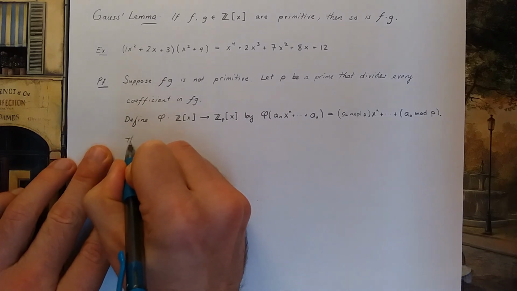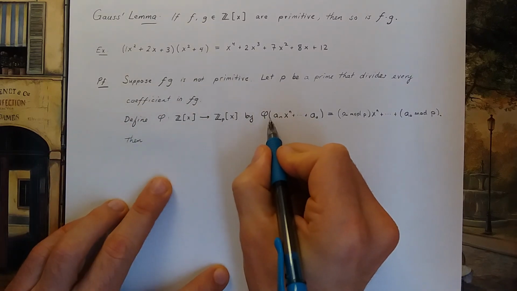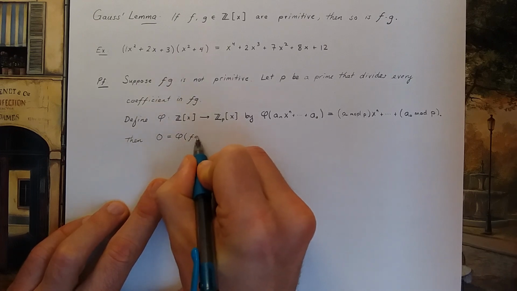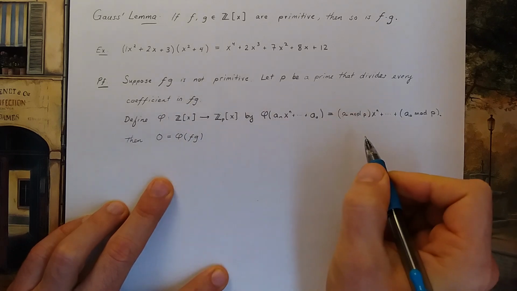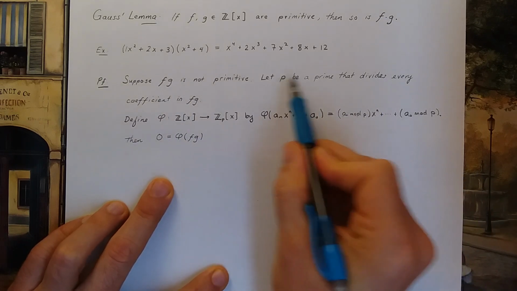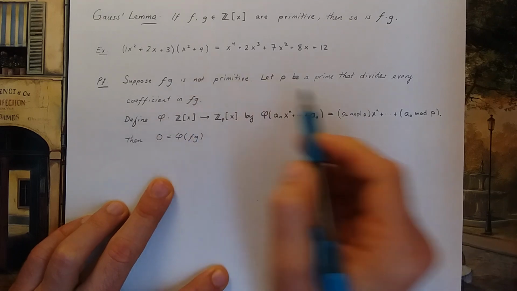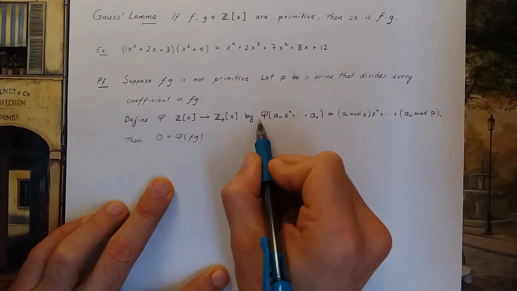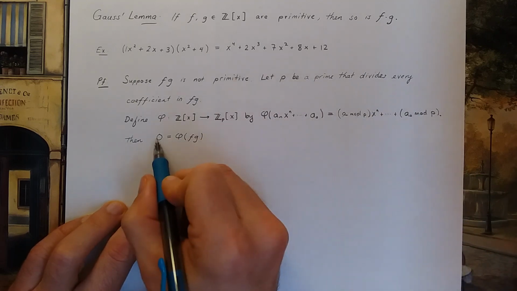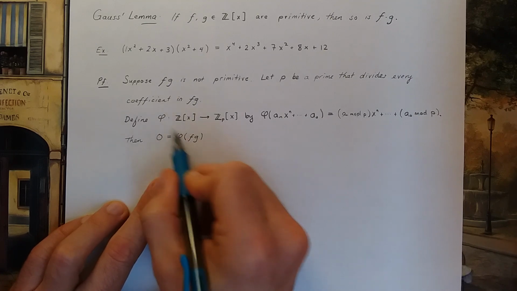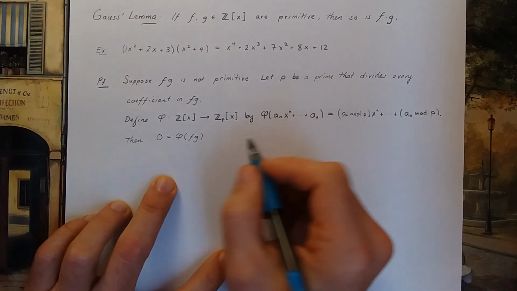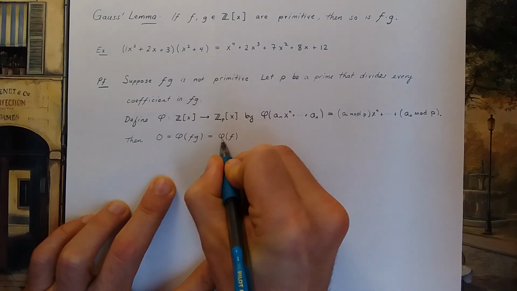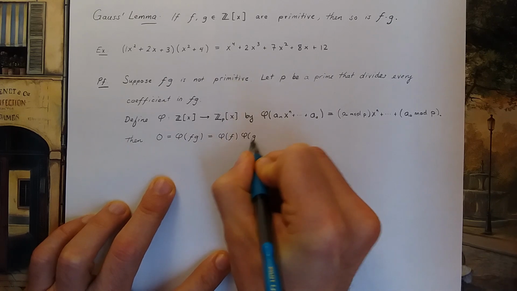Okay, so then 0 is the evaluation of phi of f times g. The prime p divides every coefficient in fg. That means every coefficient is sent to 0 under this ring homomorphism. So I get the 0 polynomial when I apply this function phi to f times g. Now it's a ring homomorphism. That means this is phi of f times phi of g.